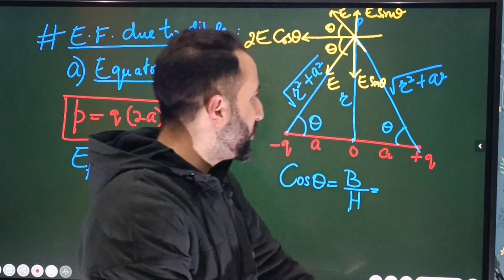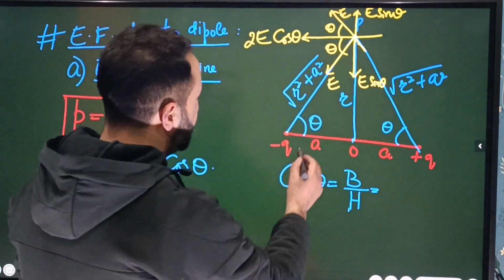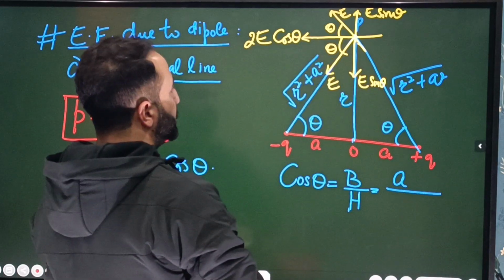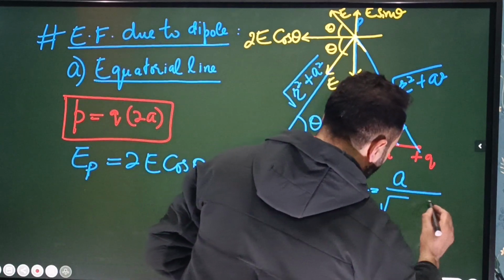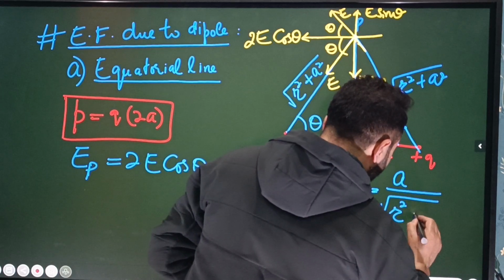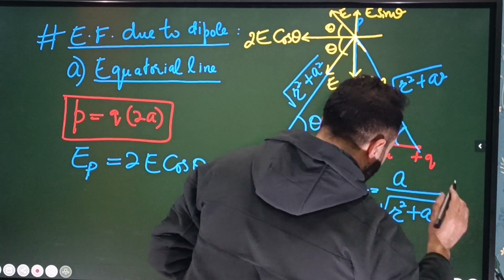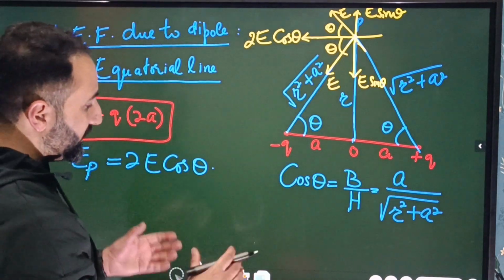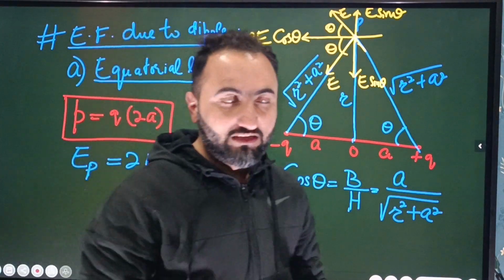Now keep in mind, base divided by hypotenuse. In this very triangle, what is the base? That is obviously equal to A. And what about the hypotenuse? That is equal to root of r square plus a square, which we calculated using the Pythagoras theorem. So we have calculated cos theta as well. Now let's work out the value of E. And what is this E?